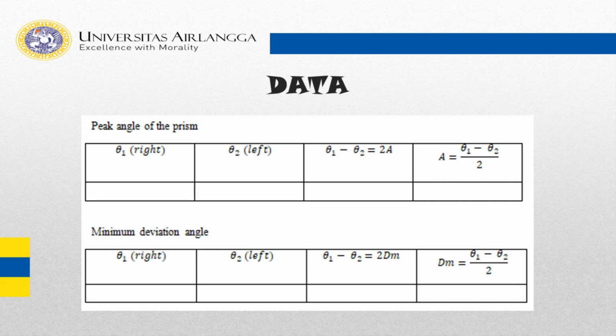And the second table is the data for measuring the minimum deviation angle. You will also get theta 1 in the right position and theta 2 in the left position, and you also have to calculate the difference between theta 1 and theta 2 as 2 dm. So the minimum deviation dm is half of the difference between both of those angles.